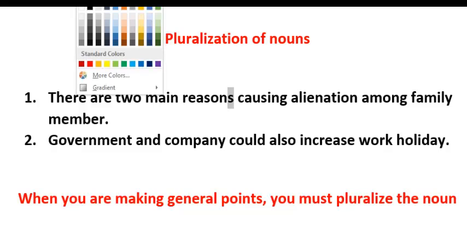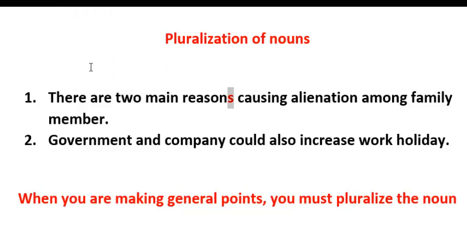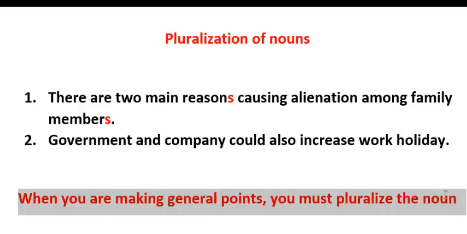So we need to make sure that any nouns agree with the number that we have in front of them, in this case 2. There's another mistake in this sentence as well. Are we talking about just one family member? No, we're talking about family members in general. Therefore, we need to pluralize this noun by adding the S. So when you are making general points, you must pluralize the noun.